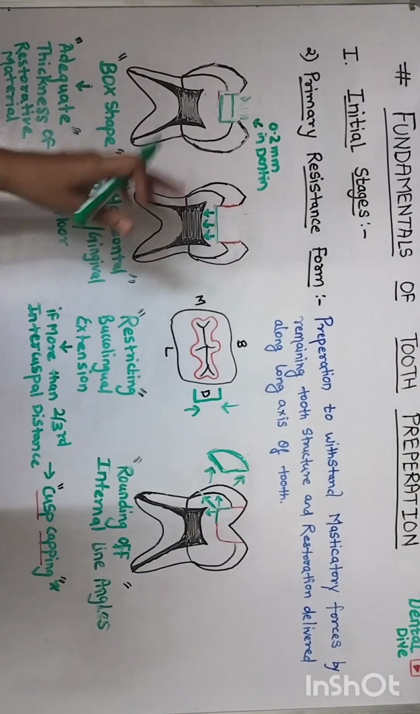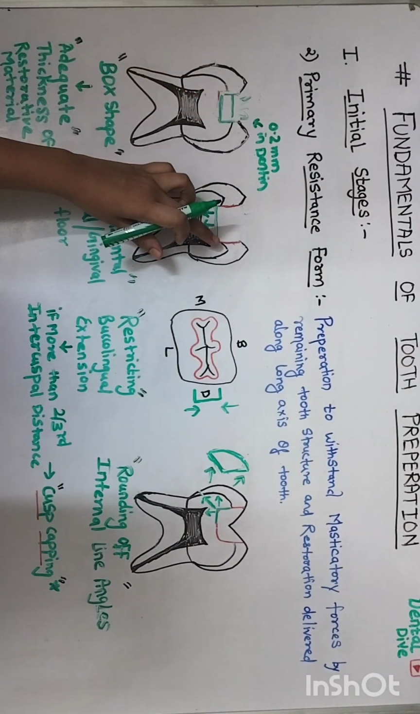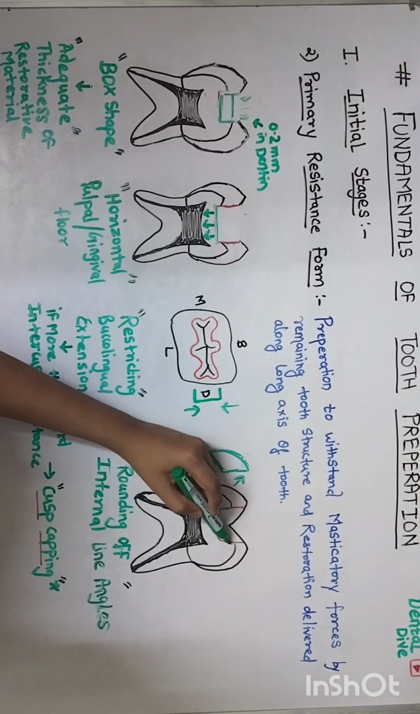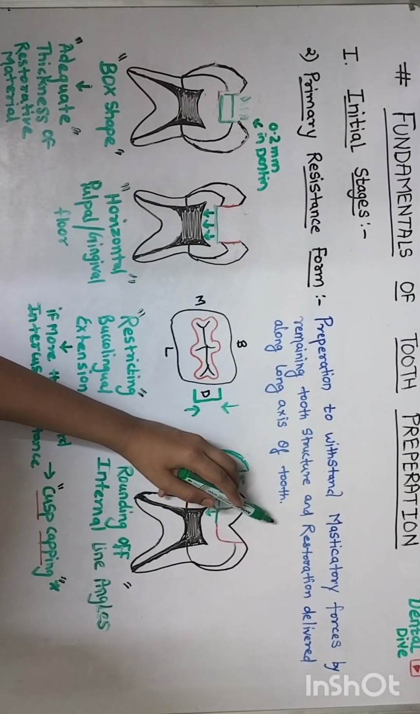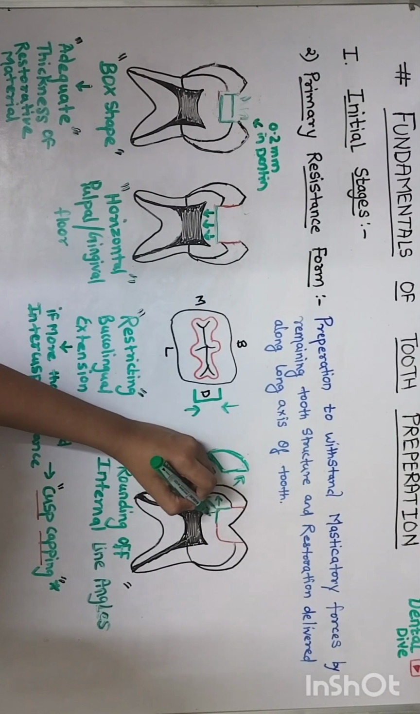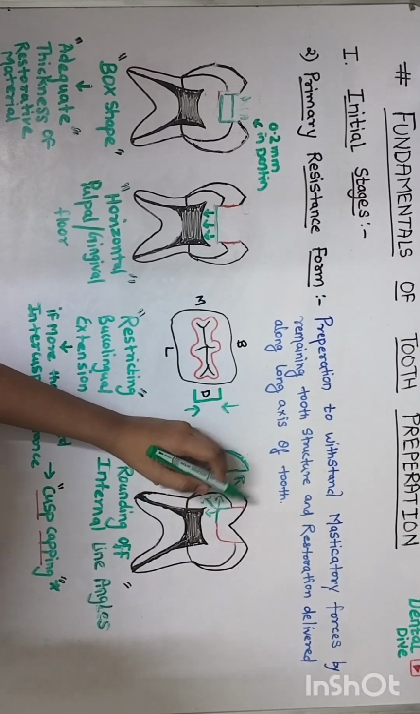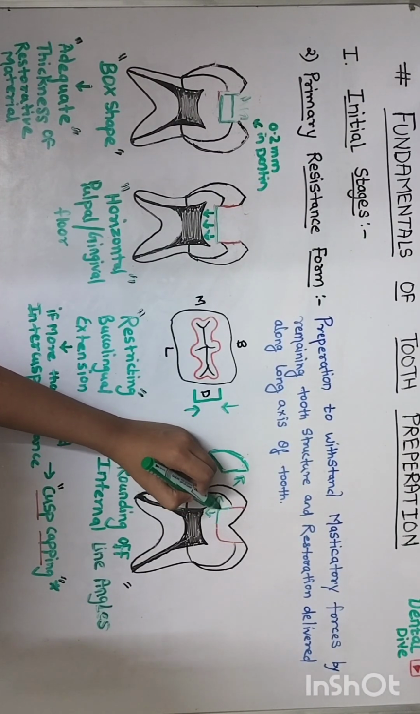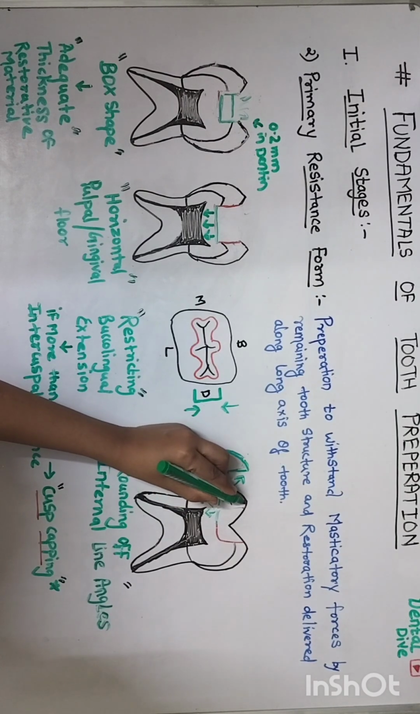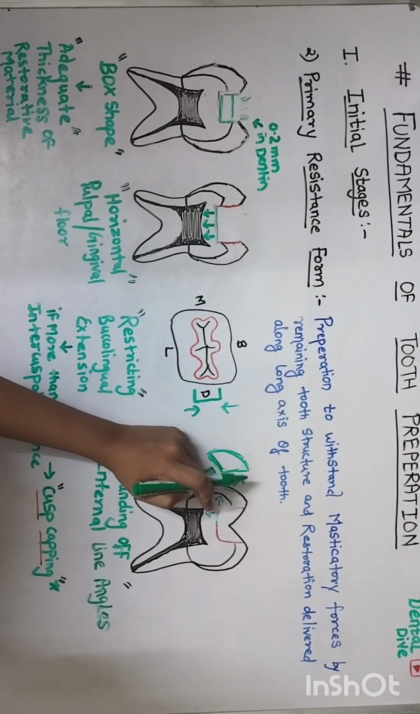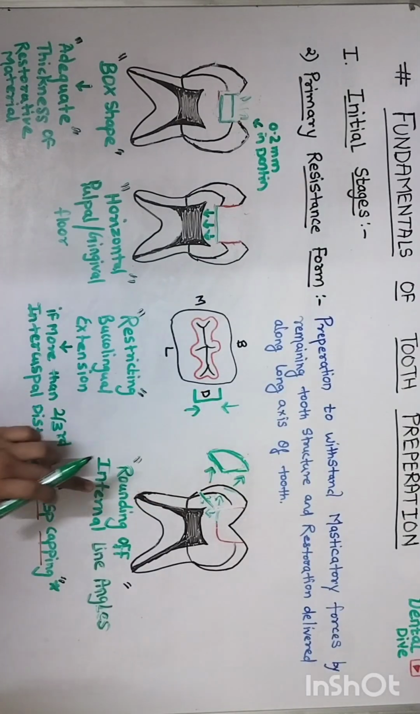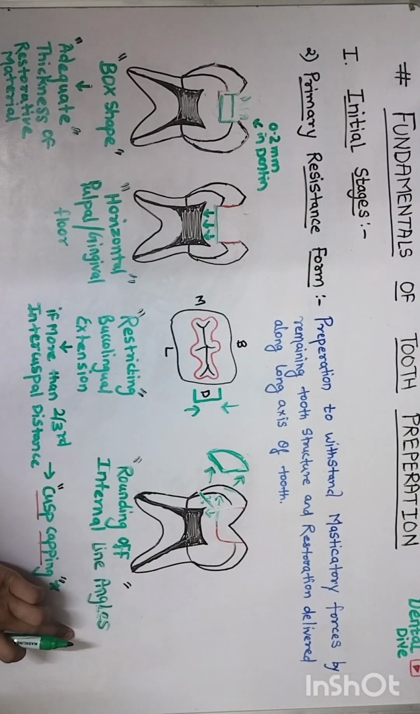Why? First we have read that we have to provide box shape, then flat pulpal floor. Now we are rounding off this angle because when a person chews food, the forces are directed along the long axis in this direction, vertical, horizontal and this oblique direction. And if we keep it pointed, then force will get concentrated on this pointed area and it will fracture off your tooth structure in this manner, and the part of your cusp will fracture off. So you need to round off your internal line angles.